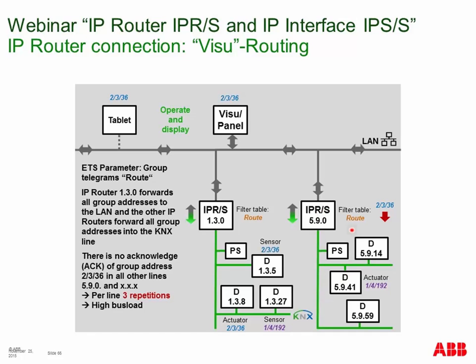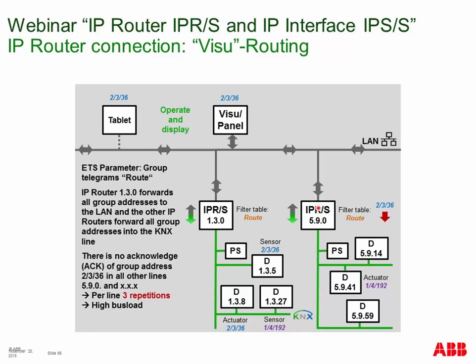But there is no device which is listening to the group address 2336. What happens? No acknowledge, and then it will repeat this telegram up to 3 times. So we have high bus traffic. I think this is not the best solution, because we will have a lot of bus traffic in our KNX lines. Because the same happens here.